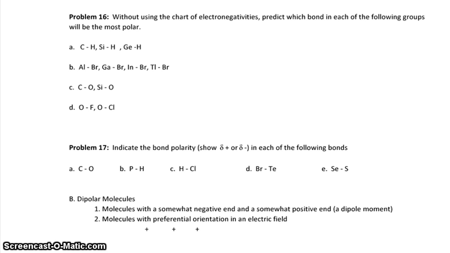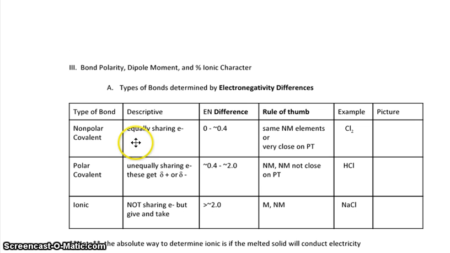So why is that going to be important? Because if you remember our rule of thumb, let's go back here again. Nonpolar are the same nonmetals or very close to each other on the periodic table. So if they're close to each other, chances are good, not perfect, but pretty good that they're going to be nonpolar. But what about nonmetals not close to each other? So the further away they are, the more polar covalent they're going to be.